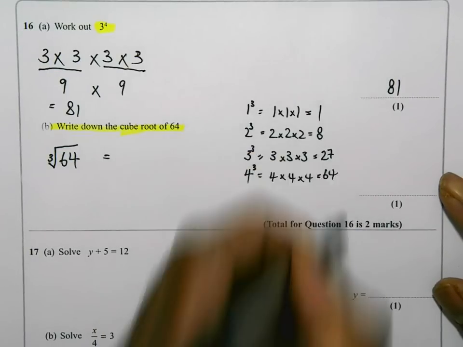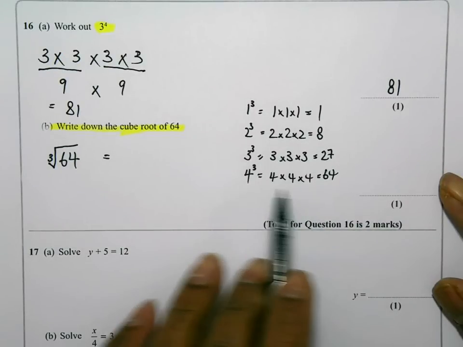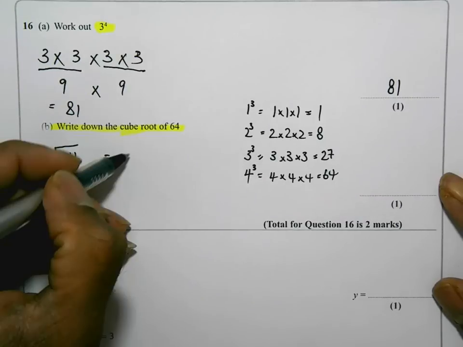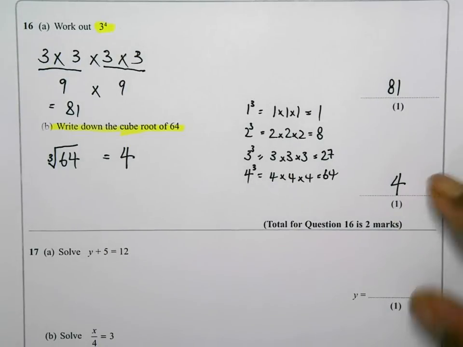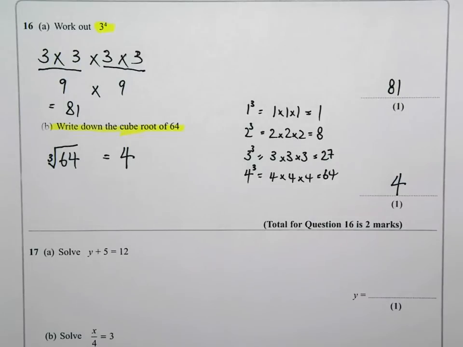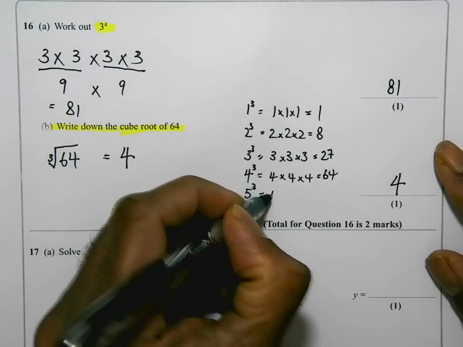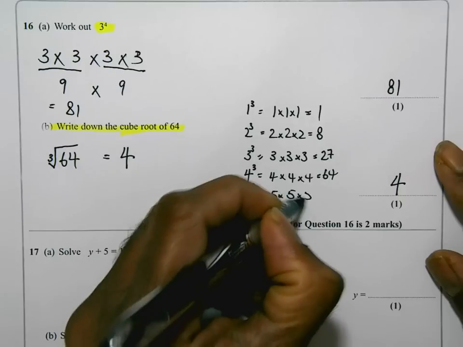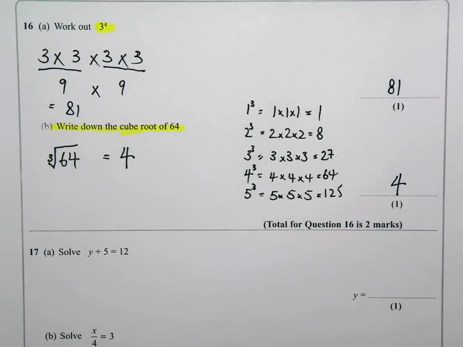So that means the number that times itself 3 times to give you 64 is going to be 4. So the cube root of 64 is 4. You need to know these. You need to know all the cube roots of at least the numbers up to 5 cubed, right? So the other one is 5 cubed, and 5 cubed is 5 times 5 times 5, and that's 125. So the cube root of 125 would be 5. Make sure you know those.